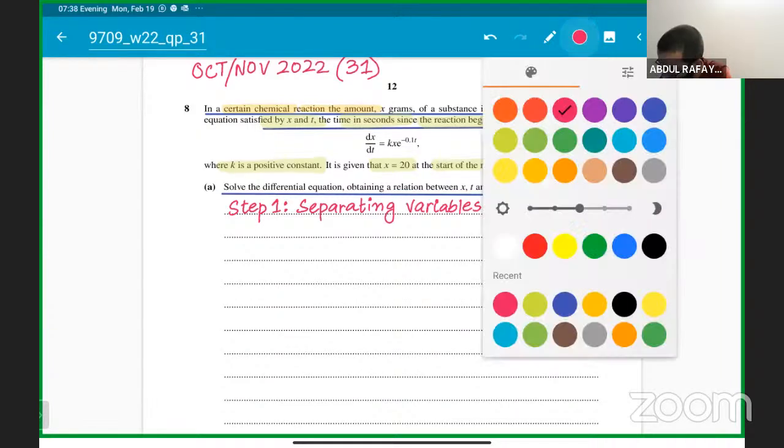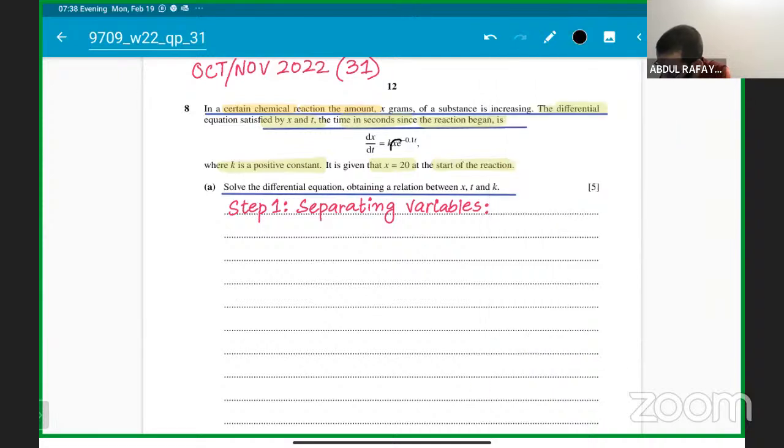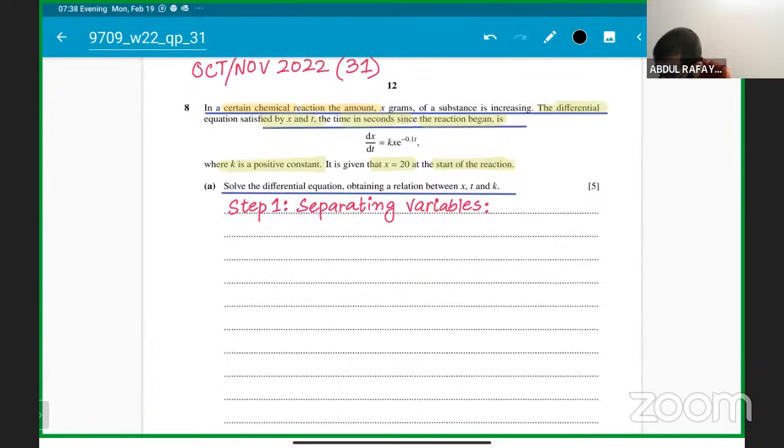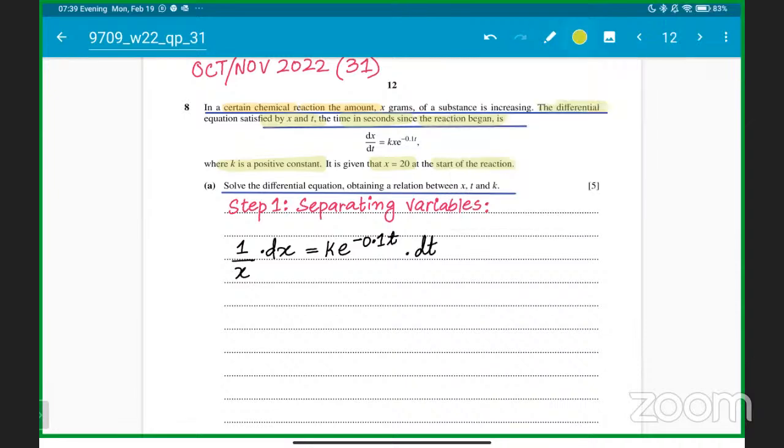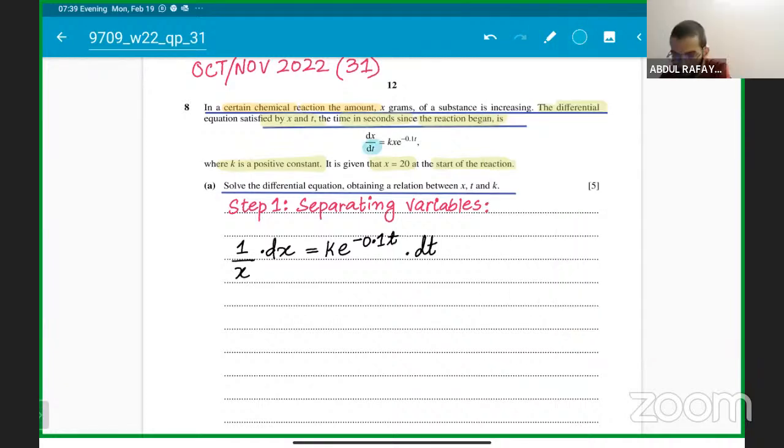That is, sir, x will go there, so it will be 1 over x on the left hand side, 1 over x times dx, and that will be k times e power negative 0.1 times t, times dt. Everyone get it? Clear? Yes, sir. I've separated the variables. Students, follow carefully. dt will go to that side.